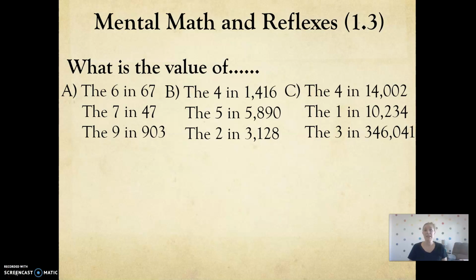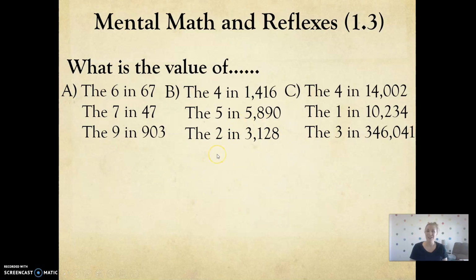I'd like for you to please do the following exercise. Look at the problems in front of you. It says, what is the value of the underlined digit? And I would like you to figure this out. What is the value of the 6 in 67, the 7 in 47, the 9 in 903, the 4 in 1,416, the 5 in 5,890, and so on. Please pause the video and answer these questions.